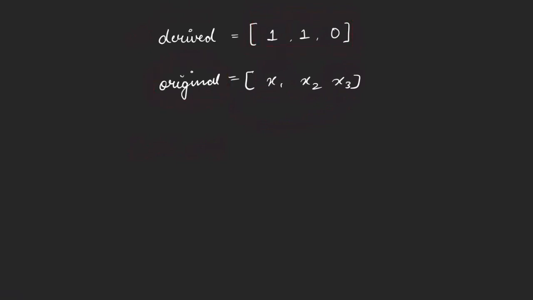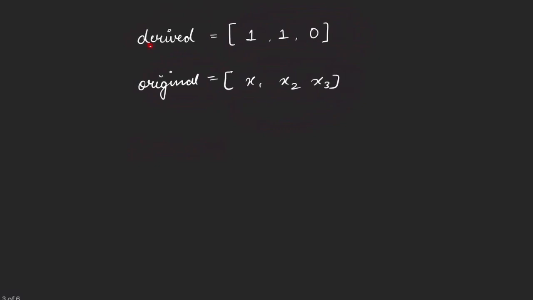Now, what they are asking is that you are given only this derived array. If there is some original array from which we can derive this, then we need to return true in our answer. Otherwise, we need to return false. So basically, if this derived array is a valid array, we need to return true, otherwise false. And when is it going to be valid? When we have an original array from which we can derive this array, right?